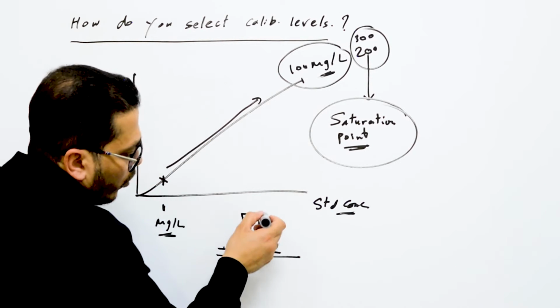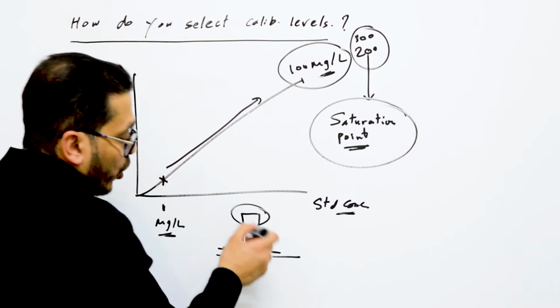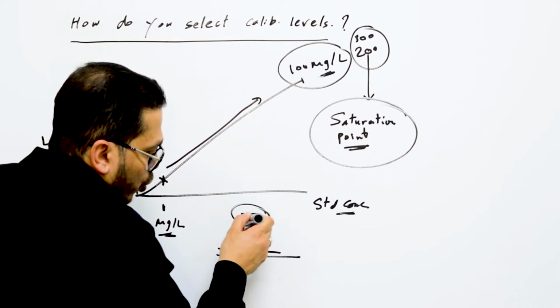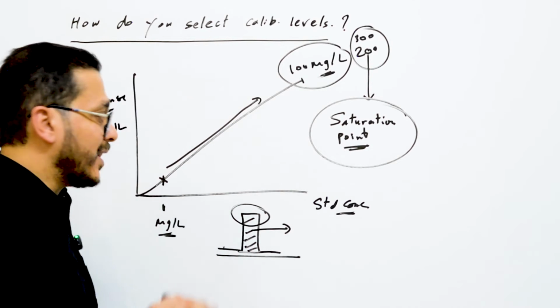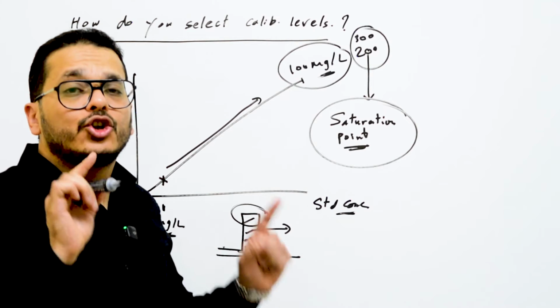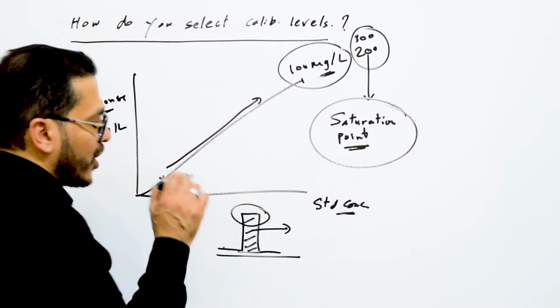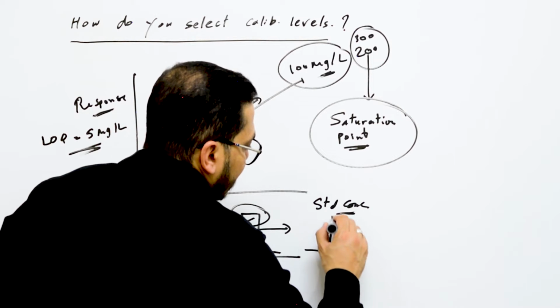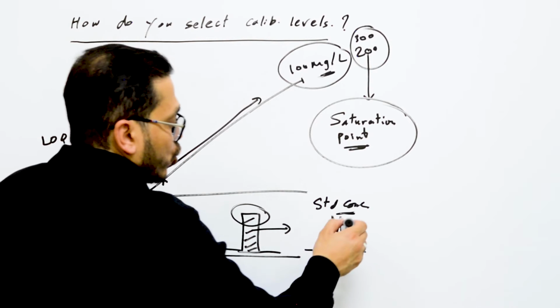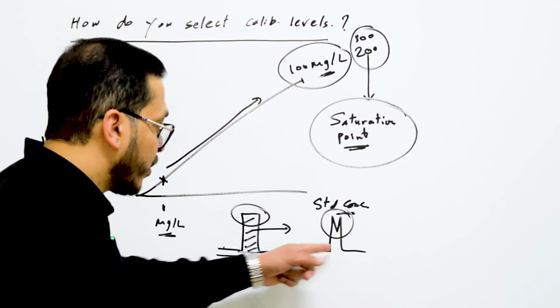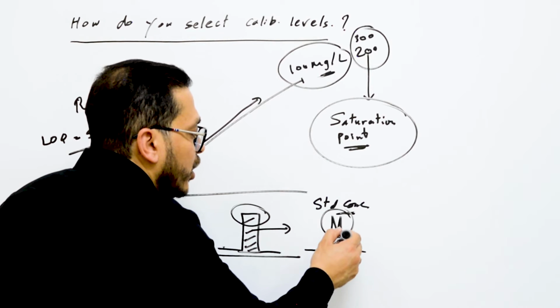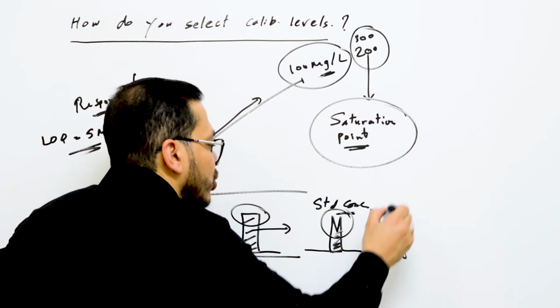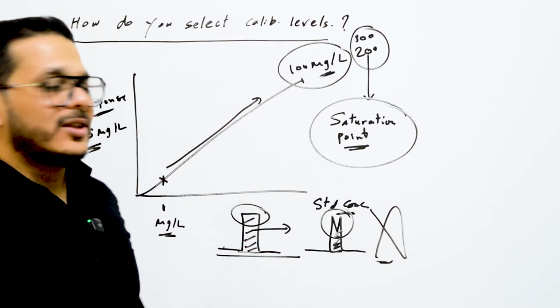In some instruments, you will find a peak like this. So the area under the peak is not related to the concentration, and this is the saturation point. And also you can get a peak splitting like this. So this area under the peak is also not related to the concentration, so you cannot analyze this concentration.